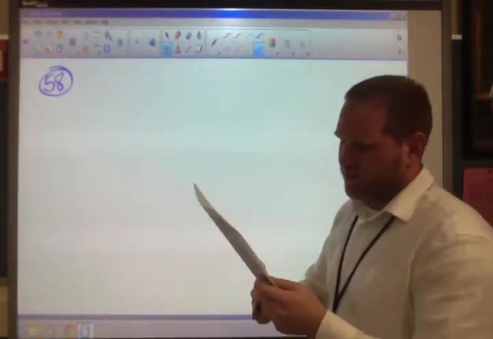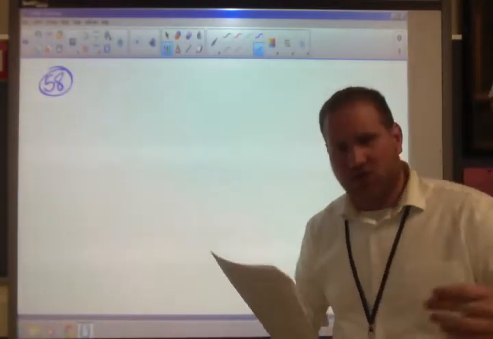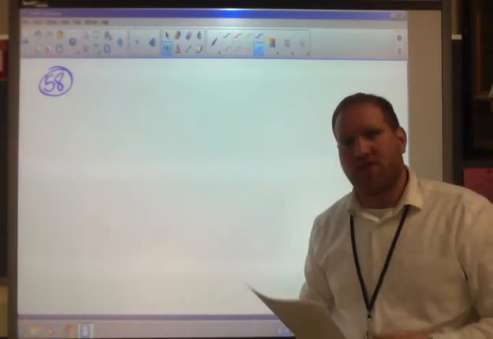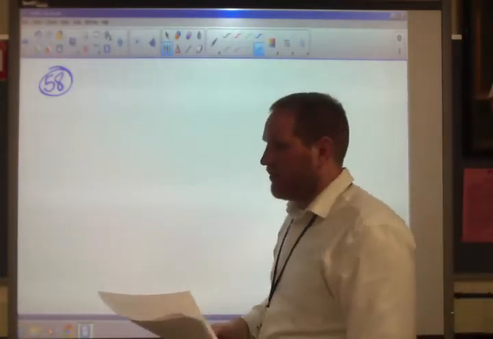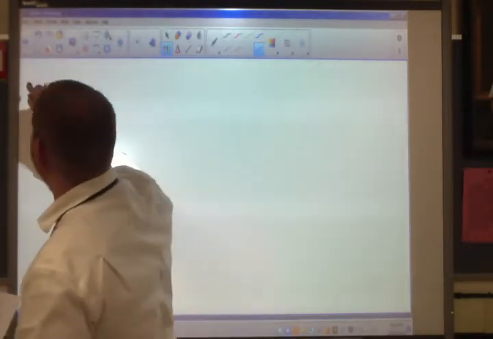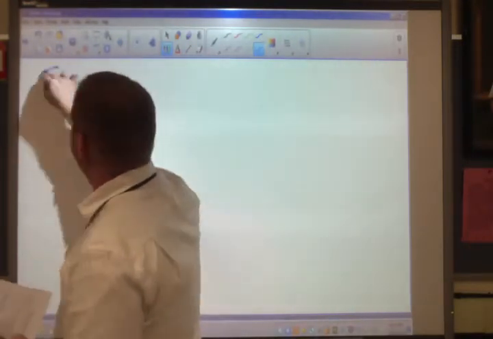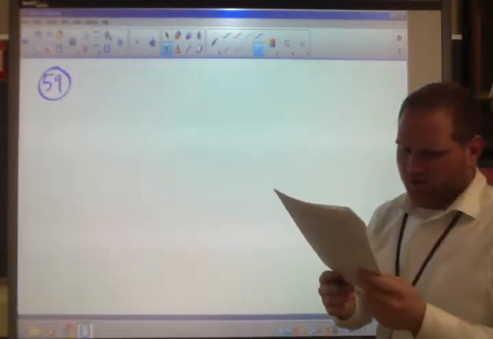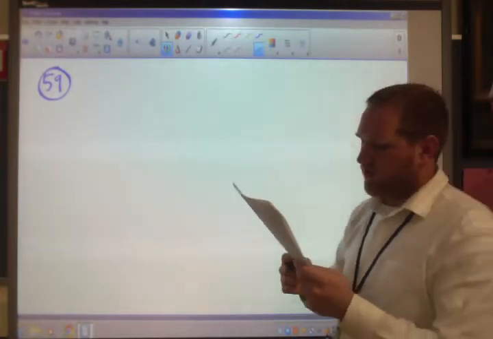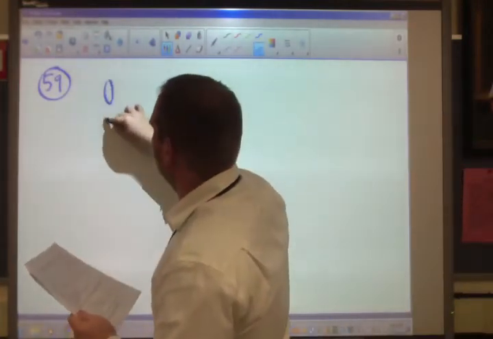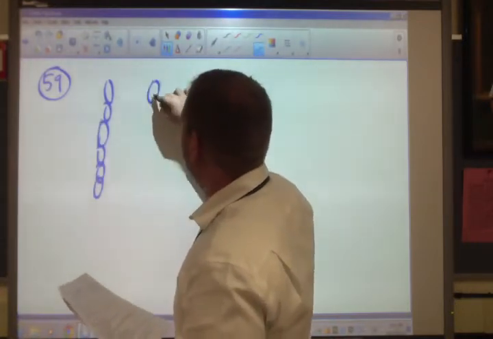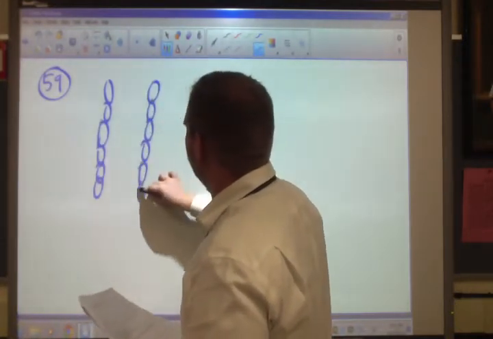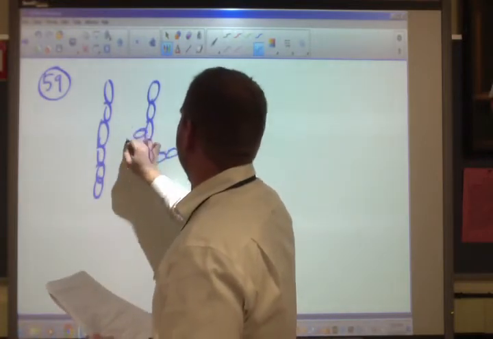58. What's electrolysis? It's a process in which you run electricity through water, splits up the water into H2 gas and O2 gas. So you're breaking up a compound into its 2 elements. Chemical change. 59. Describe or sketch the difference between linear, branched, and cross-linked polymers. Linear, like this. Branched, you start with linear, you add branches to it.